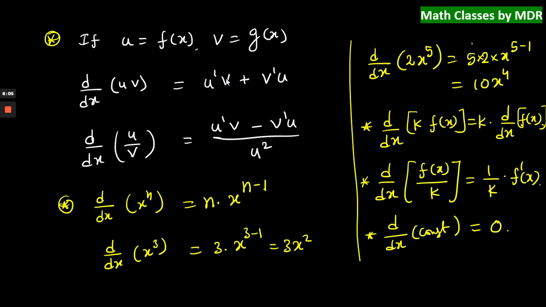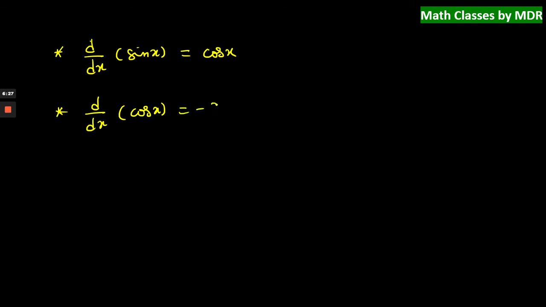Now let me tell you the derivatives of some basic trigonometric ratios. I am not going to discuss inverse trigonometric functions in this session. So d by dx of sin x is equal to cos x, d by dx of cos x is equal to minus sin x, and d by dx of tan x is equal to secant square x.